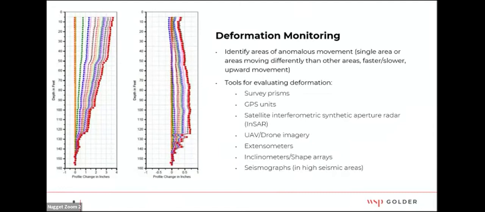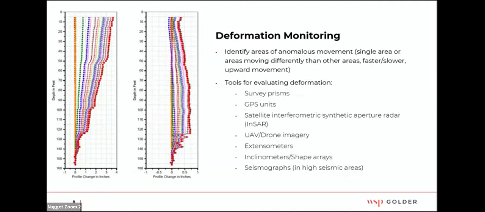UAV or drone imagery is great for visual monitoring, where you may not see areas of the pad all the time. You'd have to walk every bench on your heap all the time to be able to see all of it. Doing a UAV or drone survey, where you're using video in particular, you can fly all the way around your facility in a pretty rapid amount of time. You can do a visual inspection of your entire heap in a couple hours.